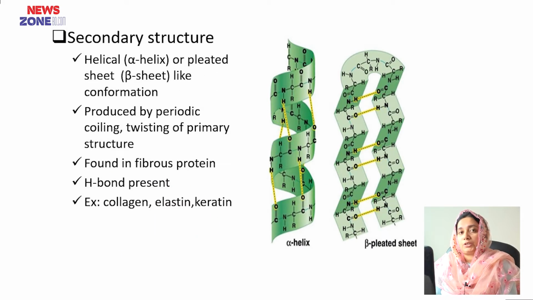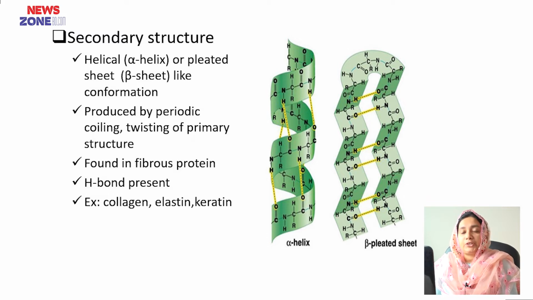Then secondary structure. When the primary structure is more folded, it forms the secondary structure. Secondary structure may be in helical conformation or in pleated sheet-like conformation and is produced by periodic coiling and twisting of the primary structure. That means the primary structure is twisted to form the secondary structure. It is usually found in fibrous protein, and to stabilize this folding, this conformation, hydrogen bonds are present.